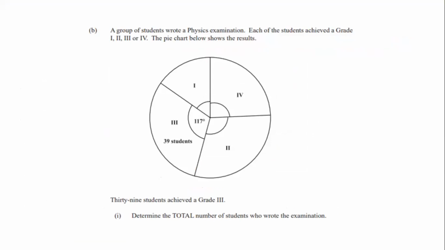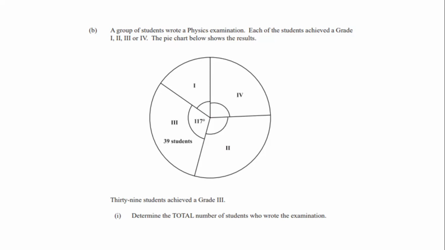Part B now says, a group of students wrote a physics examination. Each of the students achieved a grade 1, 2, 3, or 4. The pie chart shows the results. And from the pie chart, we see that 39 students achieved a grade 3, which is attached to 117 degrees. So part 1 says, determine the total number of students who wrote the examination.